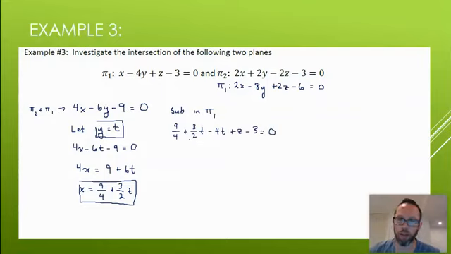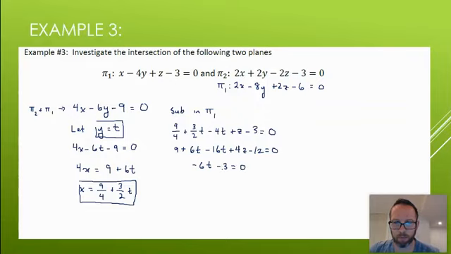So maybe you don't really like working with fractions. We got to deal with that. That's okay. But if you're not comfortable just adding fractions together, we can clear the fractions. If you multiply everything in this equation by 4, you get 9 plus 4 times 3 over 2, that's 12 over 2, that's 6t, minus 16t plus 4z minus 12 equals 0. And now there's no more fractions.